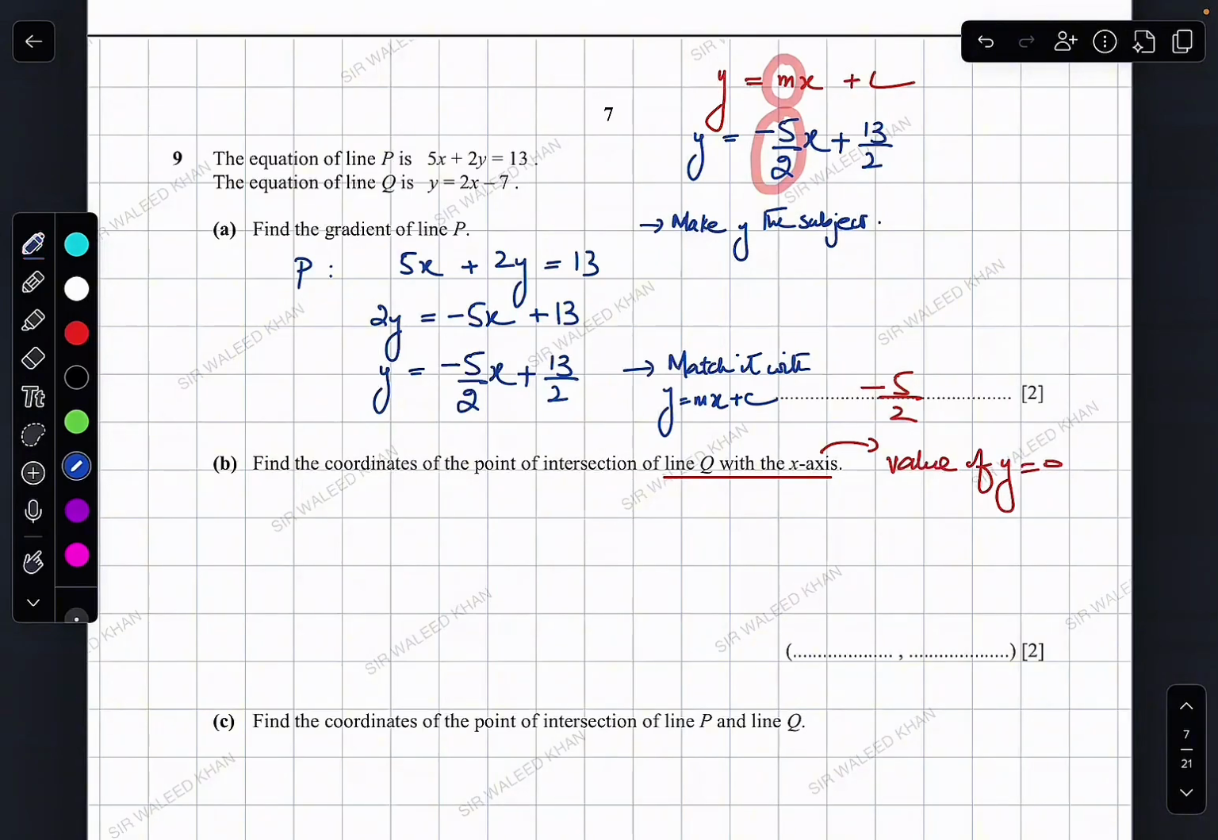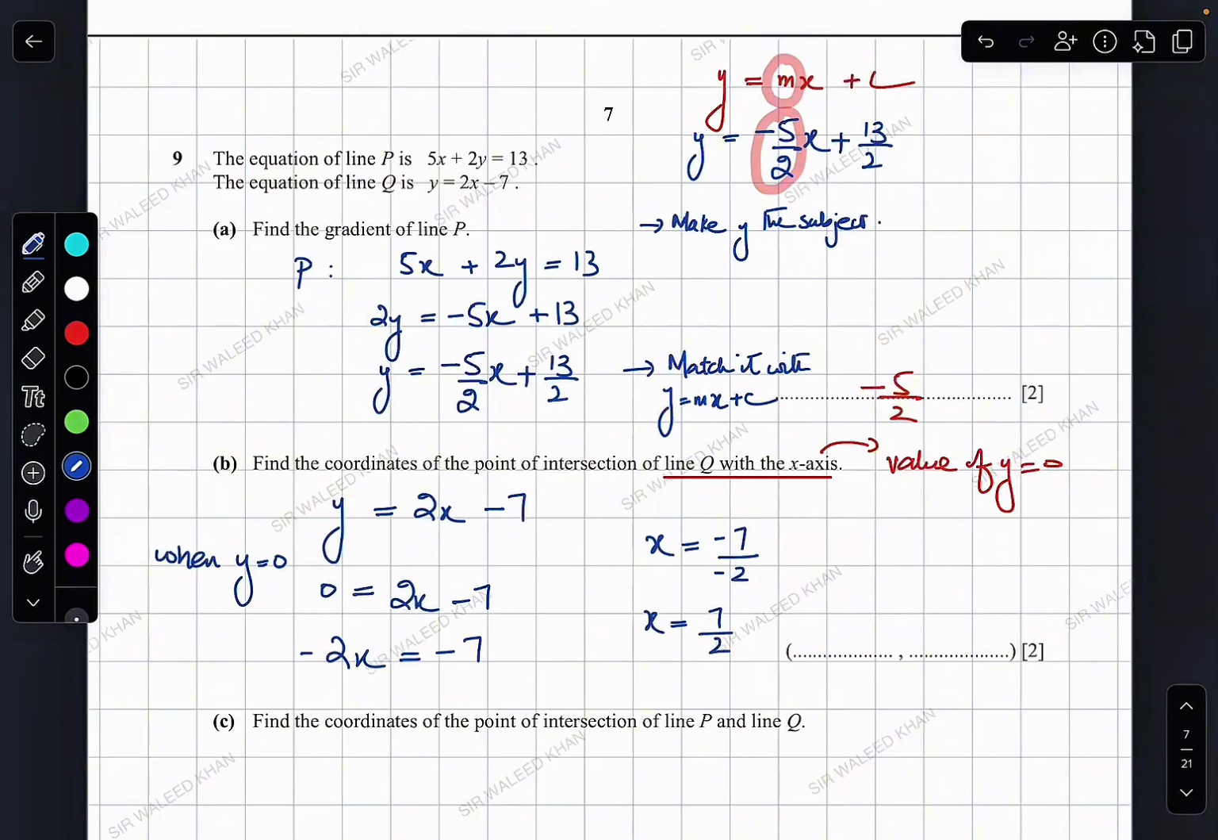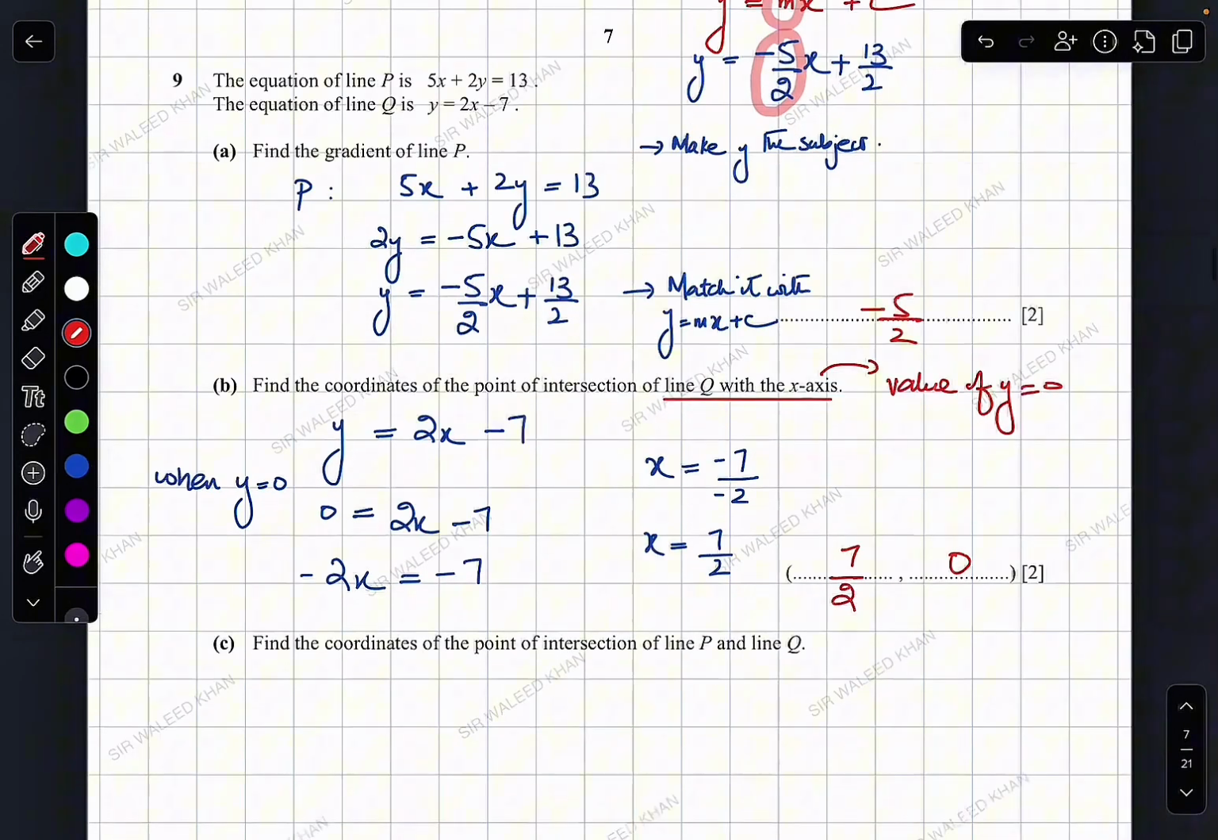So all I have to do is write the equation of Q, and when y is equal to 0, find out the value of x. So 2x minus 7, and x is equal to negative 7 by negative 2, that is 7 by 2. So when y is 0, your value of x is 7 by 2. That's your point of intersection with the x-axis.